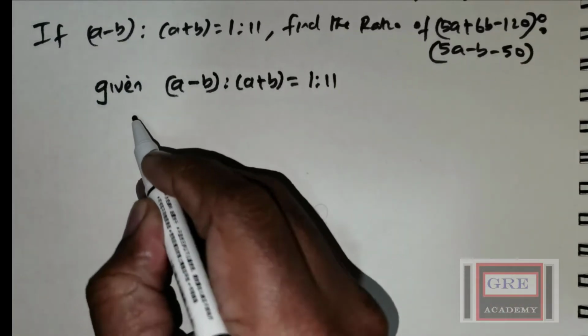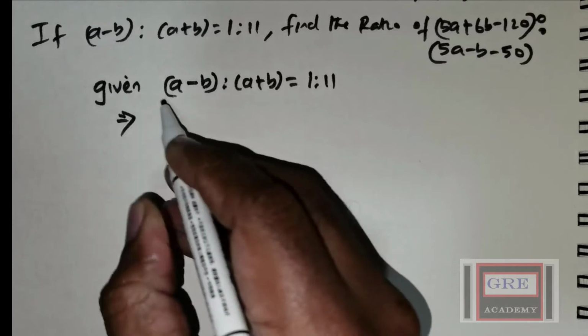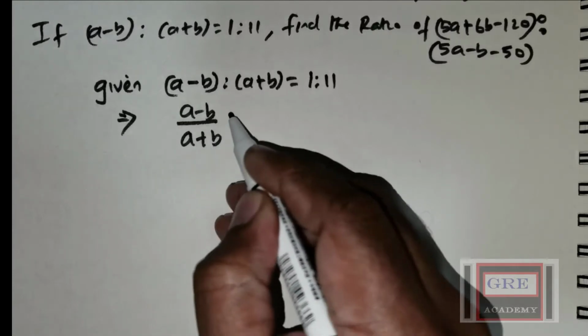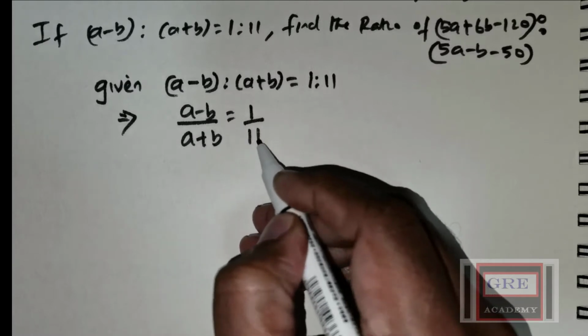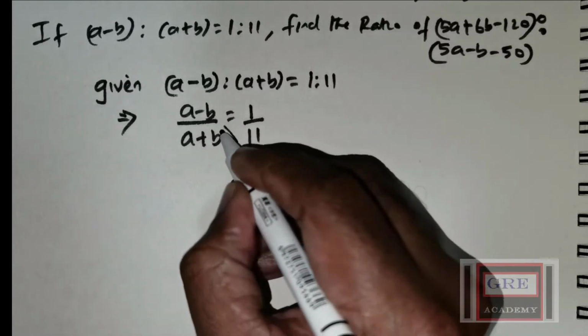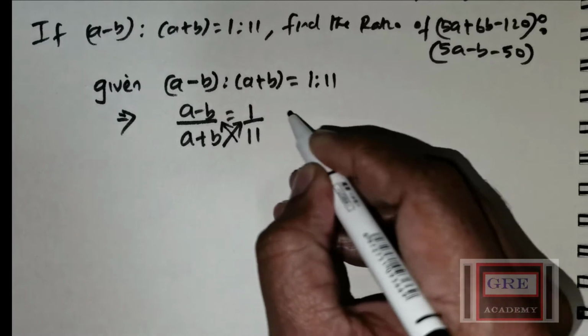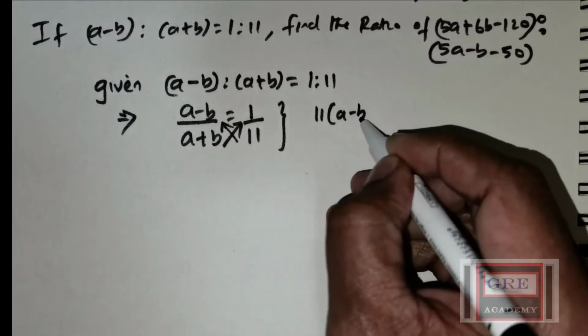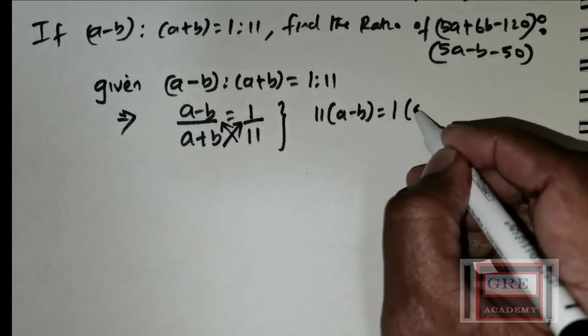Now from here I can rewrite this. This implies (a − b) divided by (a + b) is equal to 1 divided by 11. Now cross multiply. When you cross multiply, you would get 11 times (a − b) is equal to 1 times (a + b).